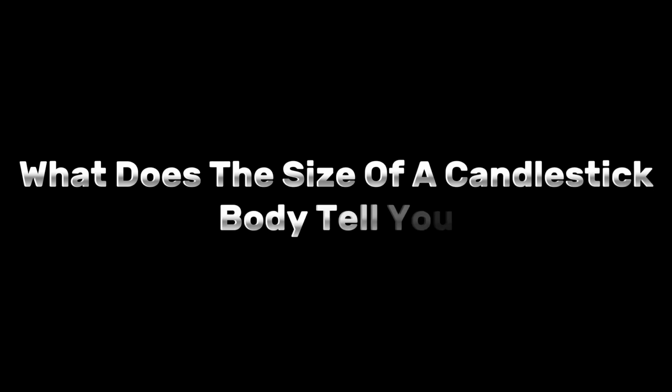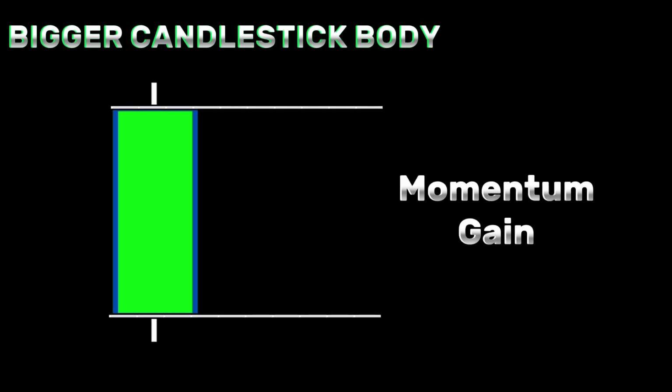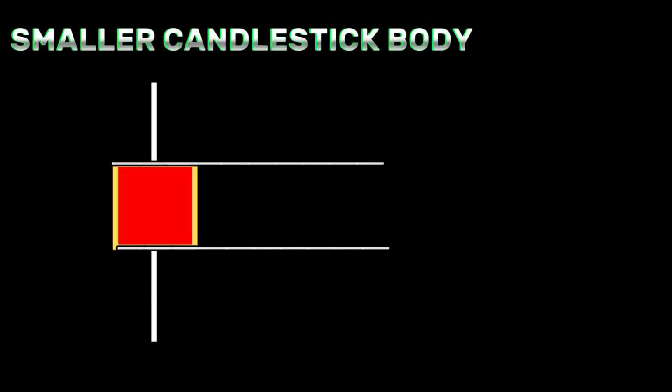Now, what does the size of the candlestick body tell you? The bigger candlestick body represents momentum gain, as price traveled a greater distance during that time period. The smaller candlestick body represents momentum loss, as price traveled a shorter distance during that time period.